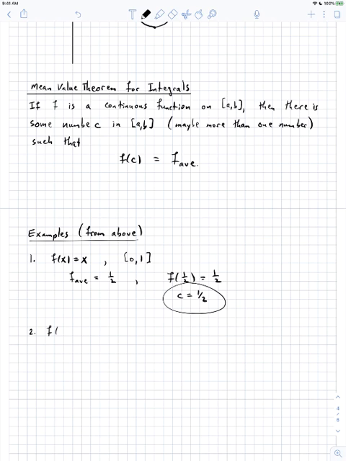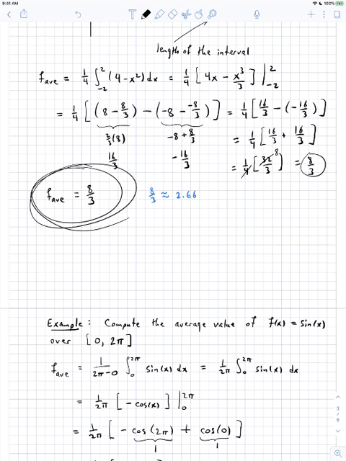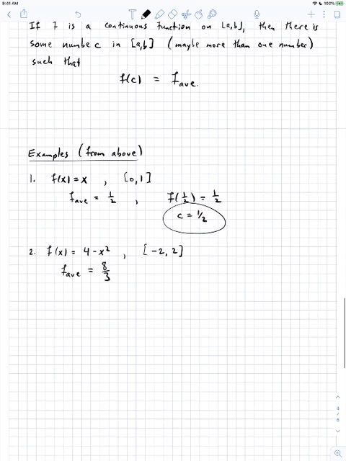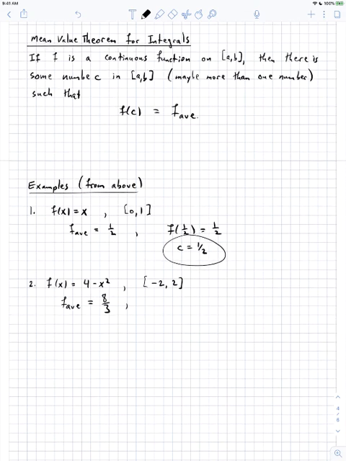So for our second example, f of x equals 4 minus x squared, on the interval from -2 to 2. We saw here that the average value of f was equal to 8/3. And if you're not sure about that, we can just go back and you can see it's 8/3. So what does that tell us? That tells us, according to the mean value theorem, there must be at least one c for which f of c is equal to 8/3.